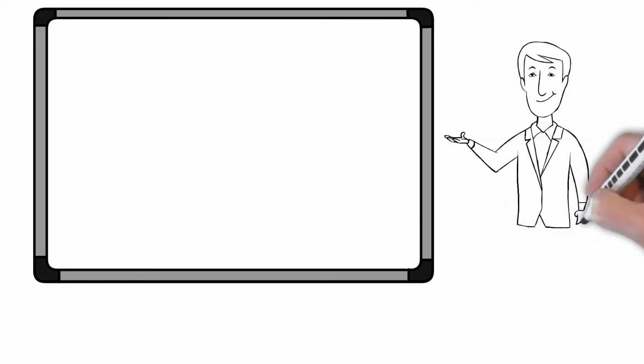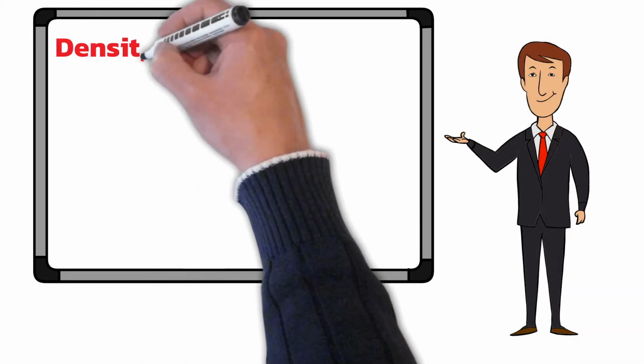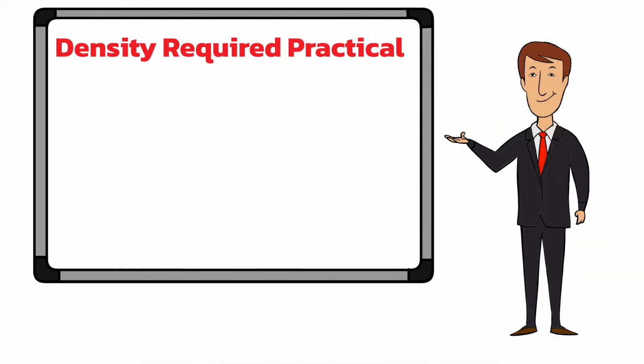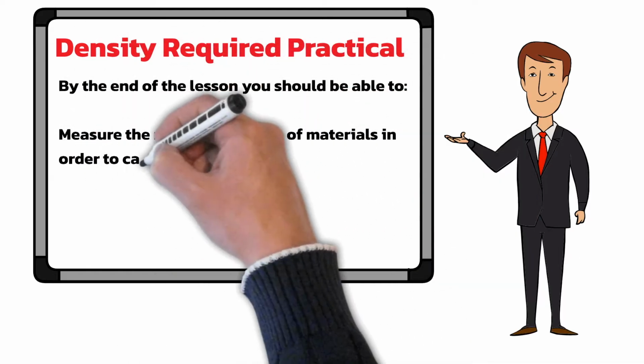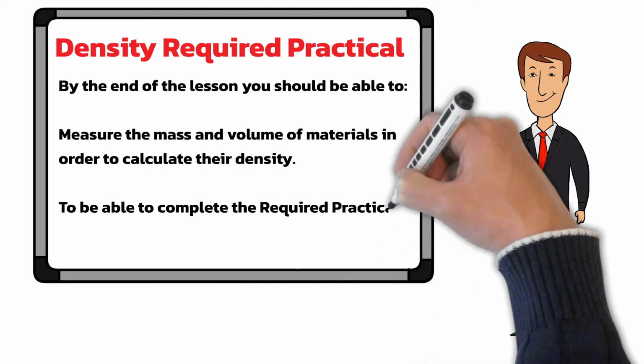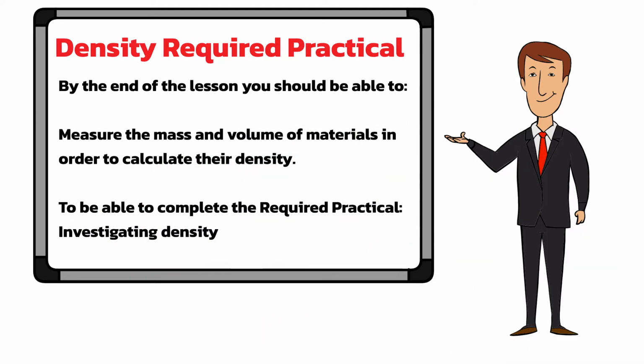In today's lesson we'll be looking at the required practical for measuring the density of materials from the particle model of matter topic of GCSE Combined Science and GCSE Physics. By the end of the lesson you should be able to measure the mass and volume of materials in order to calculate their density and complete the required practical investigating density of regular and irregular shaped objects.